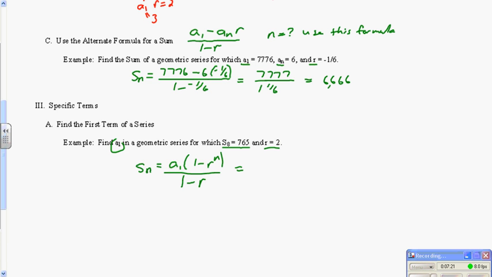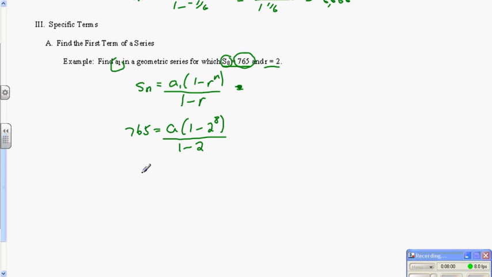Well, we have s sub 8. So let's go down here and say s sub 8 equals a sub 1, 1 minus r, which is 2, to the power of n, and since it's s sub 8, that makes the n an 8, all over 1 minus r. Now we have two variables here, however, so I'm going to change this right now. Instead of saying s sub 8, I'm going to put in what s sub 8 is equal to, which is 765. Now we have one variable.